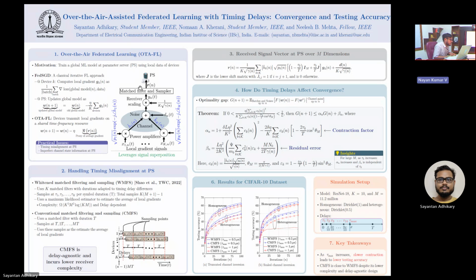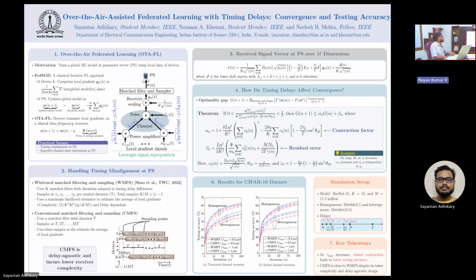The first practical issue is that I told you the devices have to be time synchronized, but in reality, the devices can be time misaligned. There can be several reasons. The devices can be at different distances. Then when the parameter server receives the individual local gradients, they are misaligned in the time domain. As you can see in this figure, device 1 is misaligned by tau 1, device 2 by tau 2, and device K by tau K. There can be other reasons as well. The local oscillators may be in desync, and that can also cause this kind of misalignment.